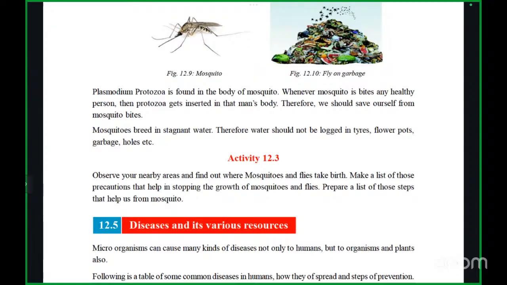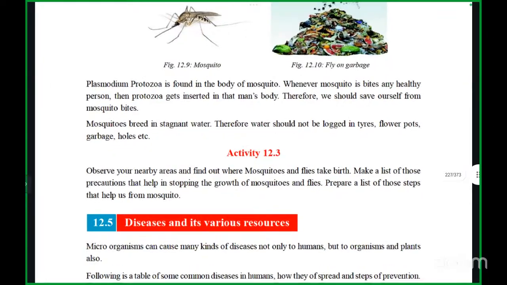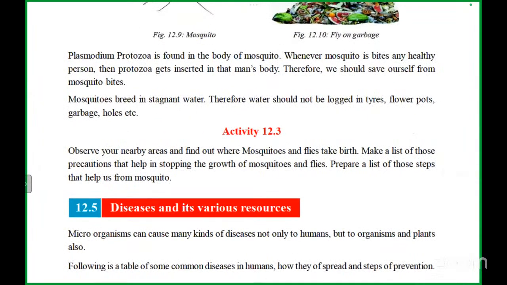In the rainy season especially, we need to be extra careful about mosquitoes. Mosquitoes breed in stagnant water. What does that mean? Stagnant means water collected at one place for a long period of time. It will become dirty and smell, and that is the place where mosquitoes breed and lay eggs.